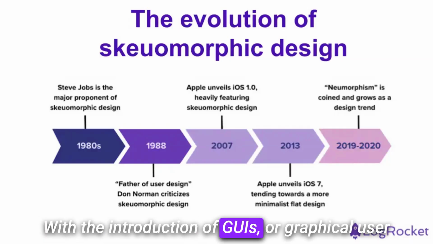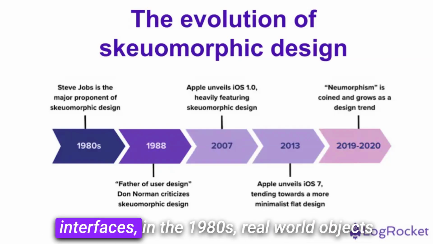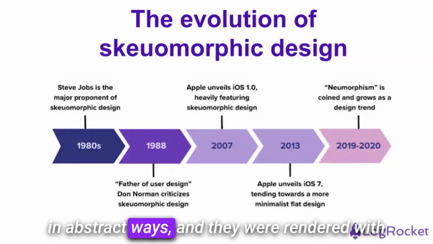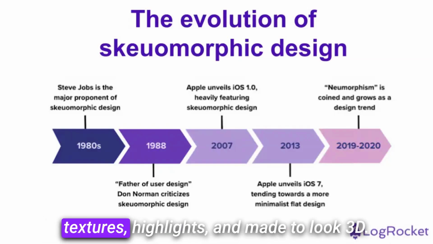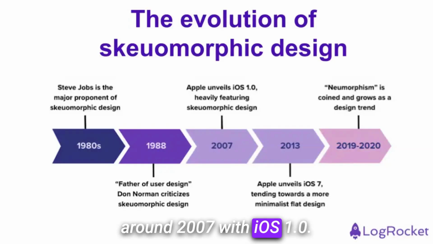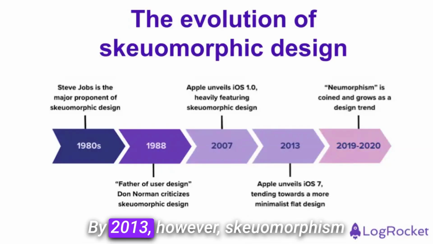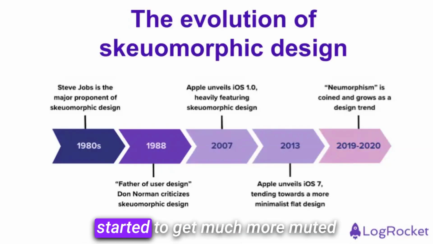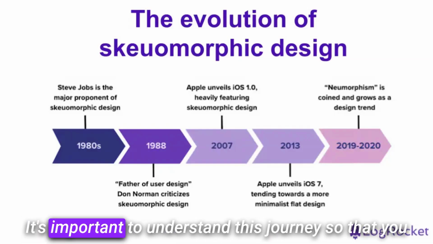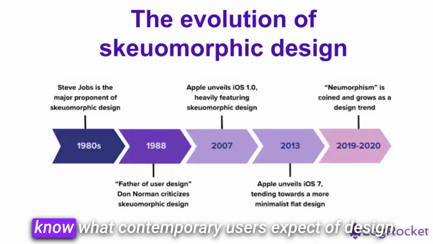With the introduction of GUIs, or graphical user interfaces, in the 1980s, real-world objects started to be represented in digital systems in abstract ways, and they were rendered with textures, highlights, and made to look 3D. And this had a real high point around 2007 with iOS 1.0. By 2013, however, skeuomorphism started to get much more muted and a much more subtle practice. It's important to understand this journey so that you know what contemporary users expect of design.